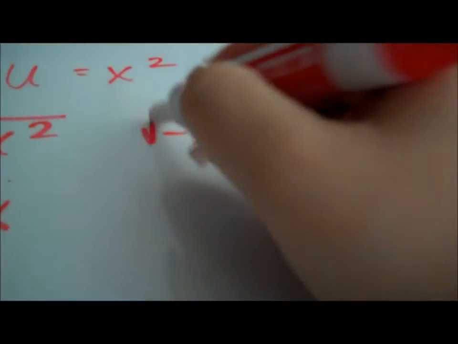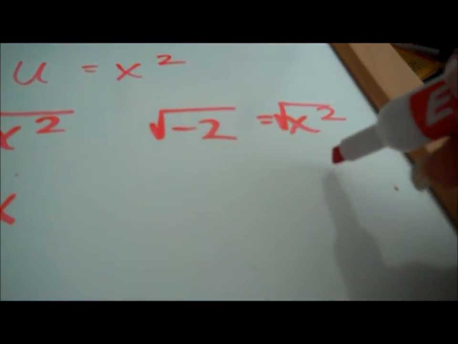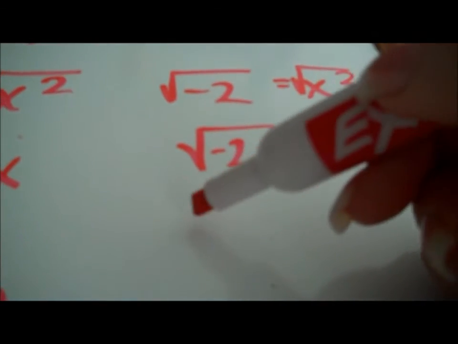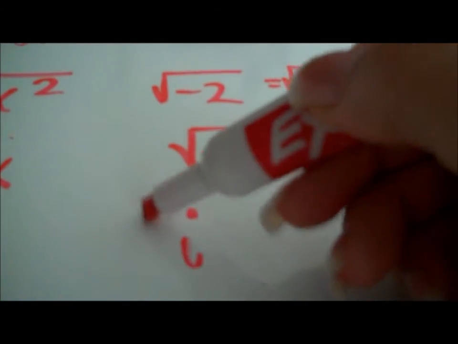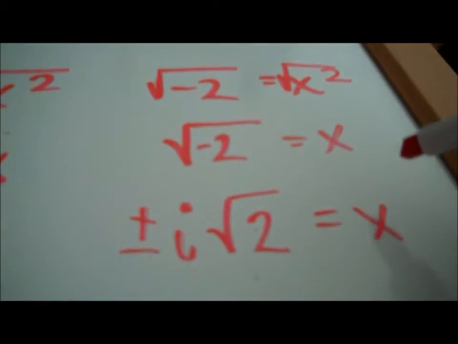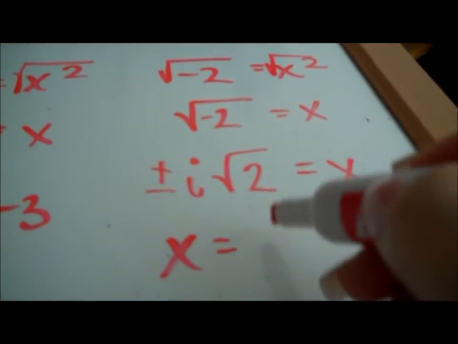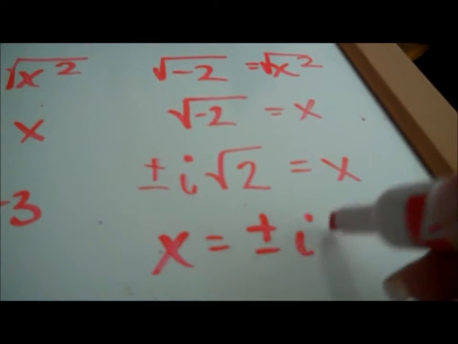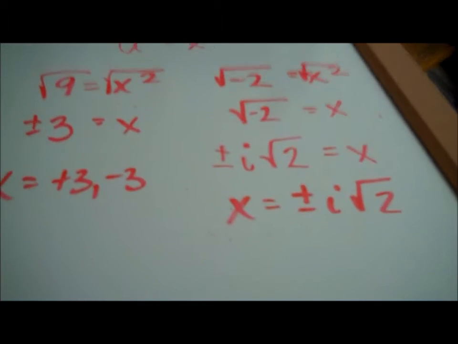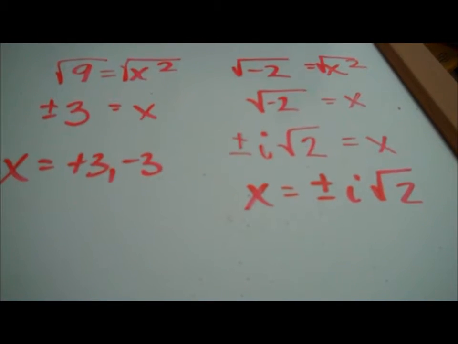Okay, and then over here we have to take the square root, so that means that x is going to equal the square root of negative 2, which is the same thing as plus or minus i square root of 2. Okay, so our values are there: plus or minus i square root of 2. So these are 2 solutions and these are 2 solutions right there, for a total of 4 solutions.